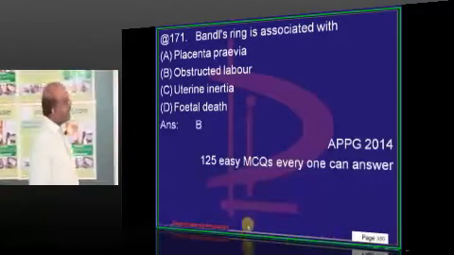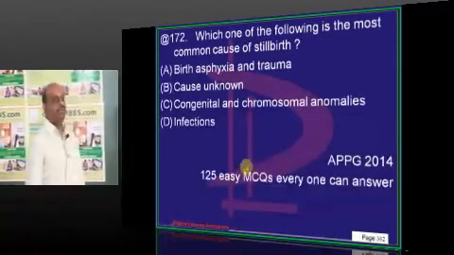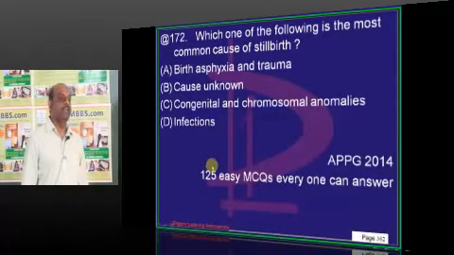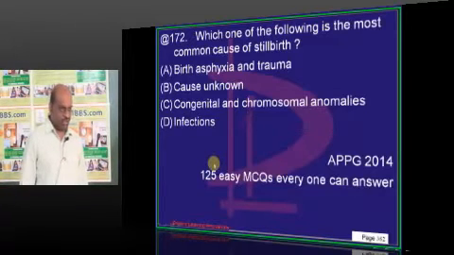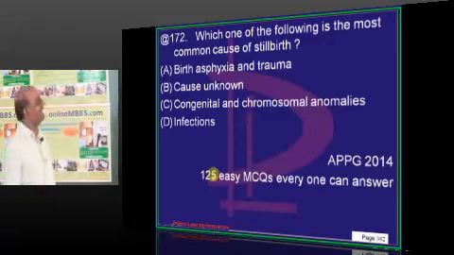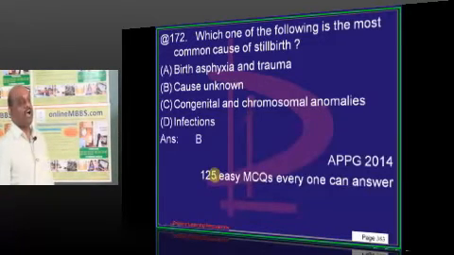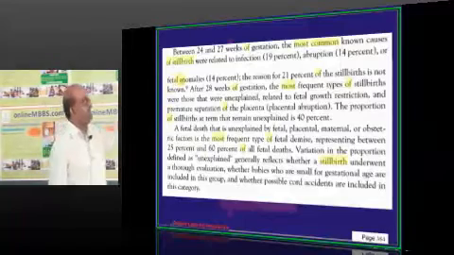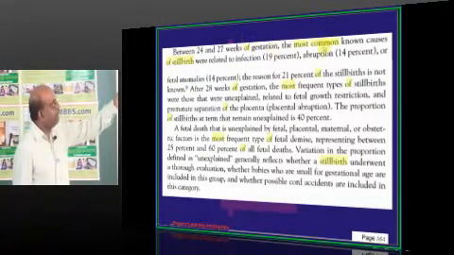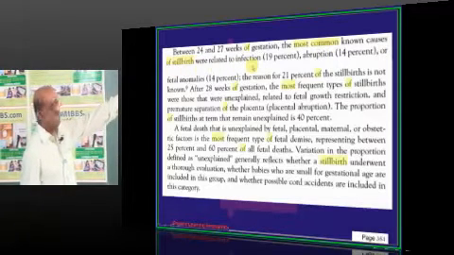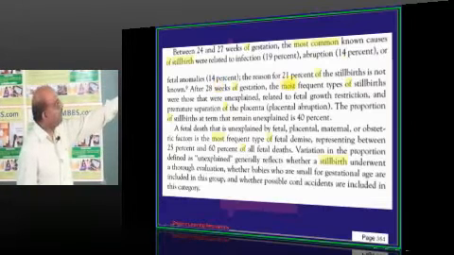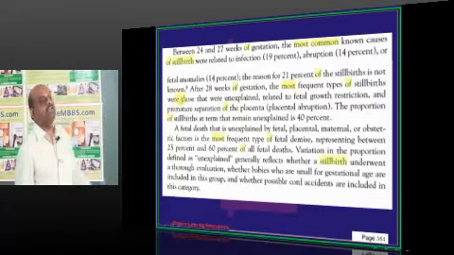Bandl's ring, classically in obstructed labor. The answer was given as birth asphyxia. Sure? Don't be angry with me if I give a different answer. Cause unknown would be my answer if given a choice. Between 24th to 27th week of gestation, the most common known causes of stillbirth are infection, abruption, fetal anomalies, and in 21% of stillbirths the reason is not known.